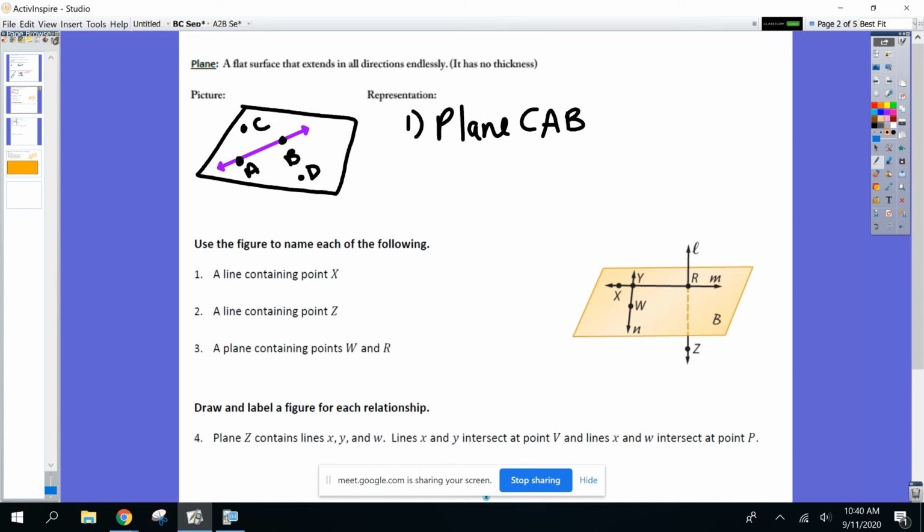Second way you can name a plane. And again, your textbook loves to do this. Sometimes you will see a capital letter in one of the corners. That's not a point. So for instance, you may see this. I put a capital P in the corner. That's not a point. But if you wanted to, you could still name it plane P. Okay? So please make sure you know how to name a line versus naming a plane. Okay, everybody good?